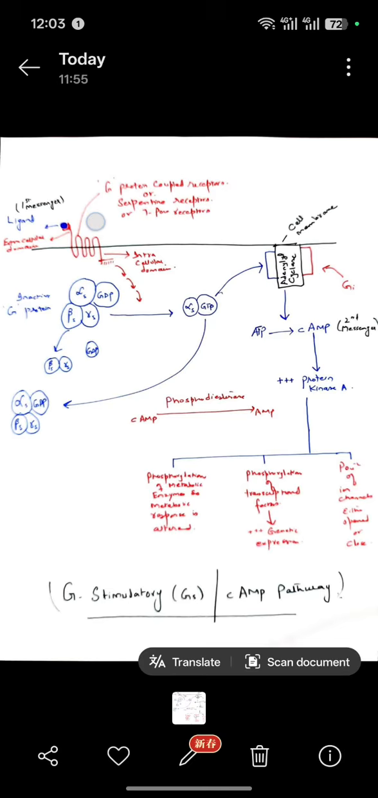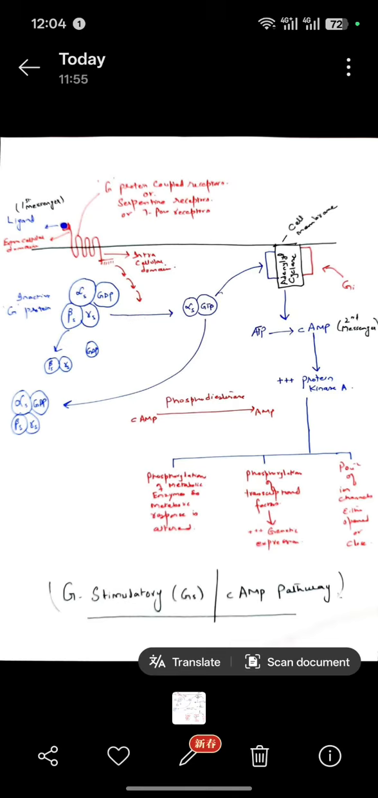First, the ligand will bind to the extracellular domain of the G protein receptor, and that's why the ligand is called the first messenger. Once the ligand binds to the extracellular domain, the signals are passed to the intracellular domain. This is the intracellular domain. Once signals are passed to the intracellular domain, the G protein, which is initially in inactive form, is converted into its active form.